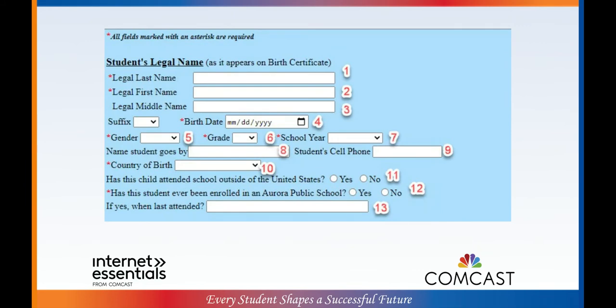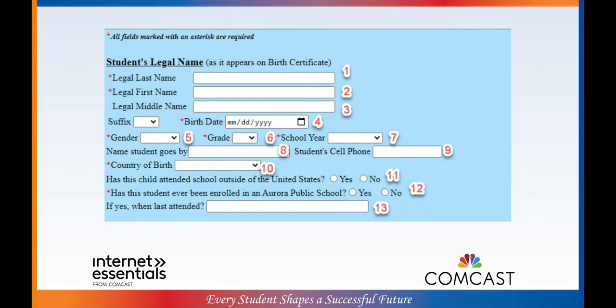On the next page, you will enter the student's information. Boxes with a red asterisk or star are required. Box 1 is the student's legal last name. Box 2 is their first name. Box 3 is their middle name. Box 4 is their birth date. Box 5 is their gender. Box 6 is the grade. Box 7 is the school year.